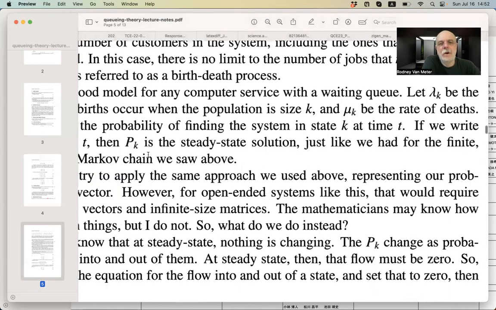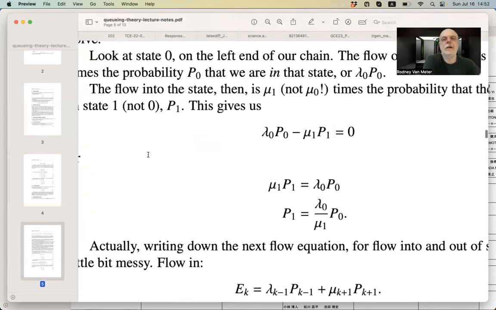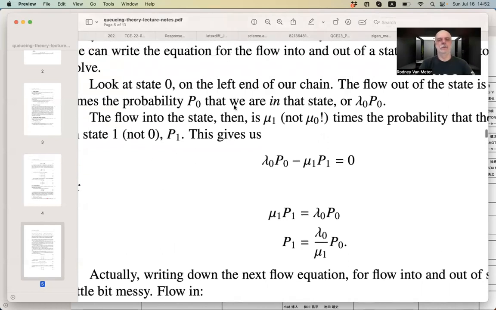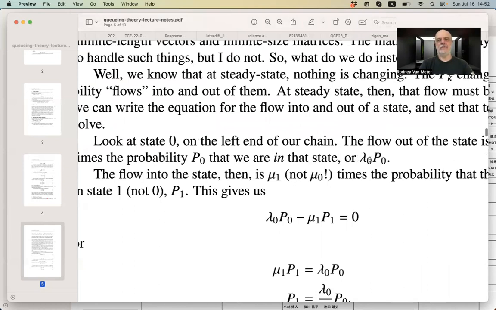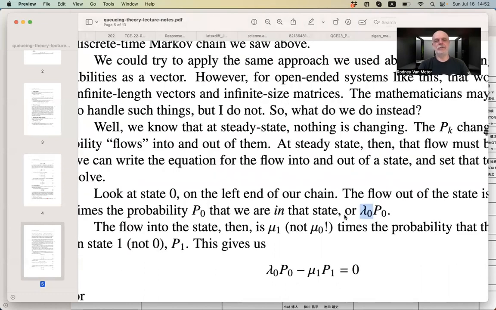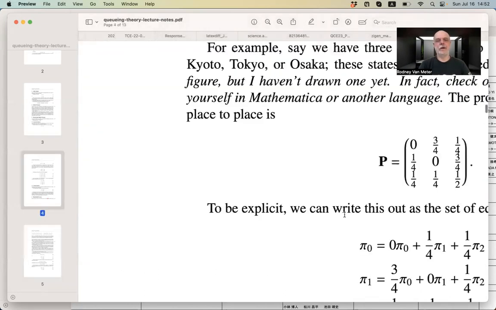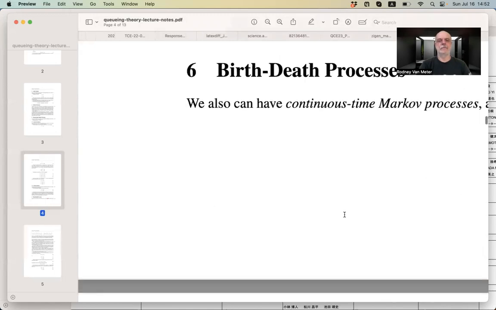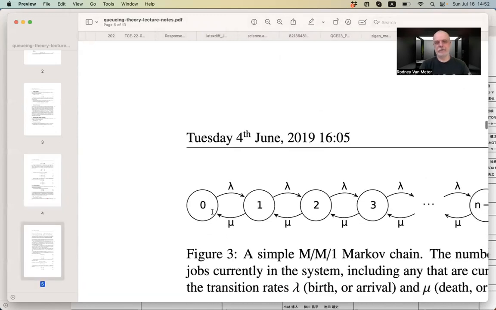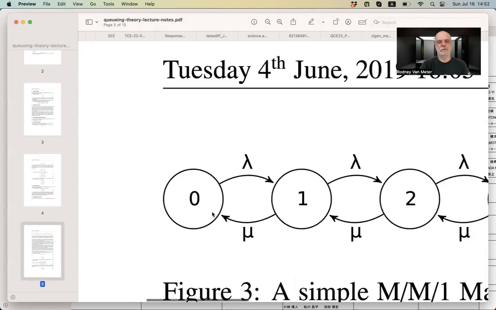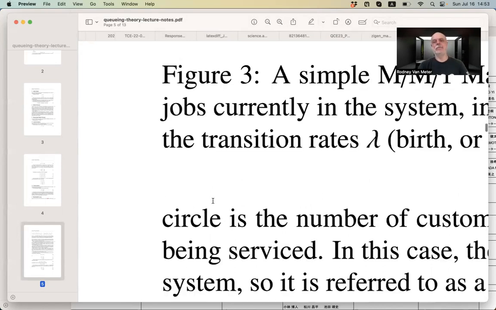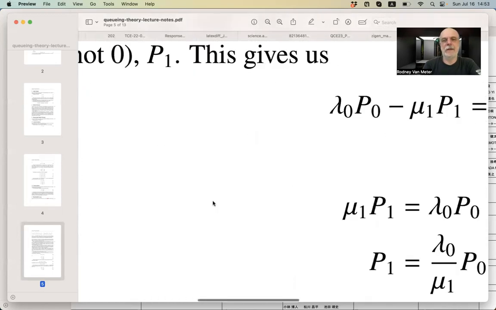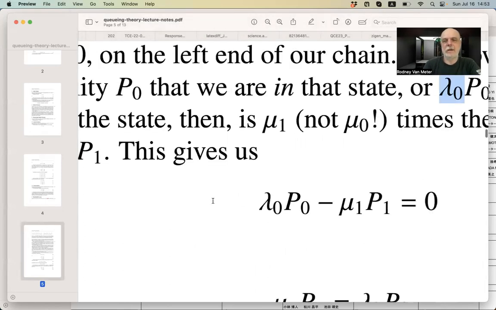So one of the ways we're going to deal with this is, first off, we're going to assume that each of these flows can be different from a different state. So this lambda 0 is the flow from state 0 to state 1. On this particular figure, they're all labeled lambda, they're just all equal. But in terms of our equations, we're going to write them as independent variables.